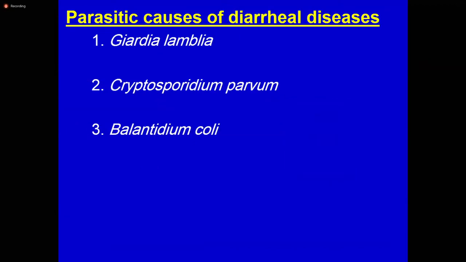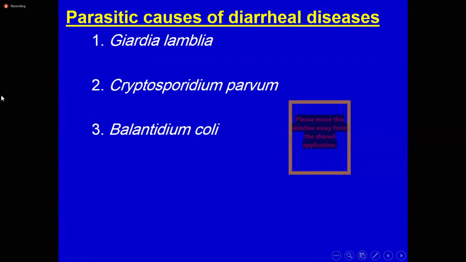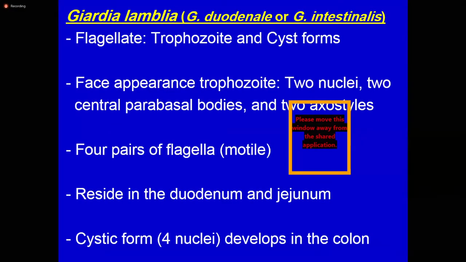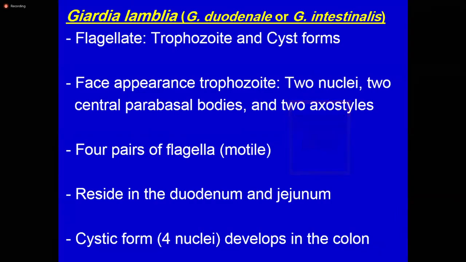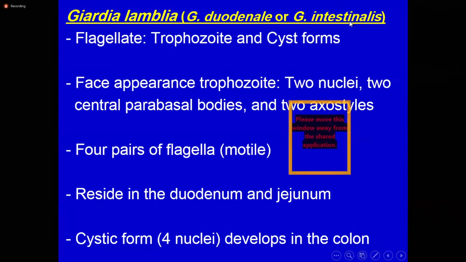Now we come to parasitic causes of diarrhea. We will talk about 3 parasites: Giardia lamblia, Cryptosporidium, and Balantidium coli. Starting with Giardia lamblia, it can also be called Giardia duodenalis or Giardia intestinalis. So remember these names also. These are more recent names than Giardia lamblia. These are flagellates; they have flagella.